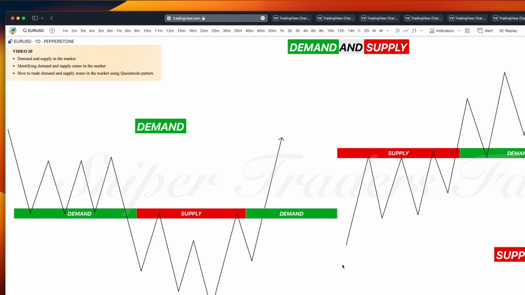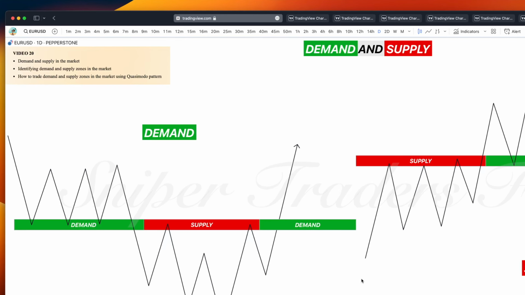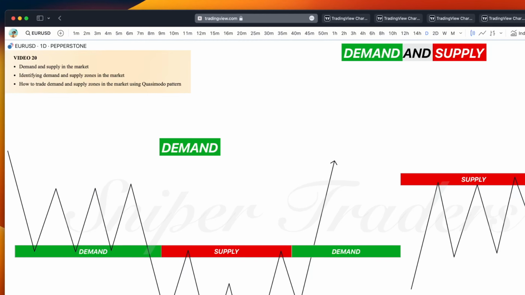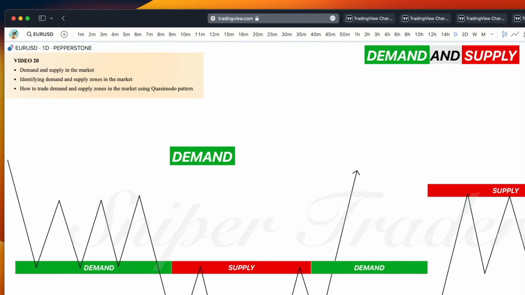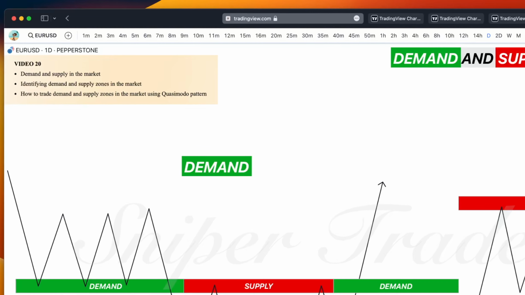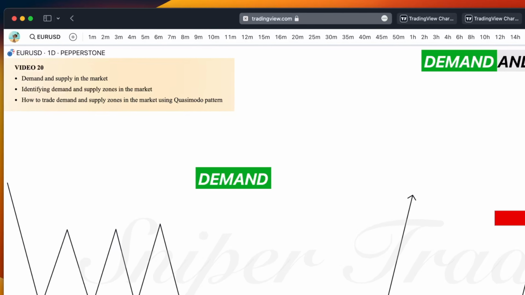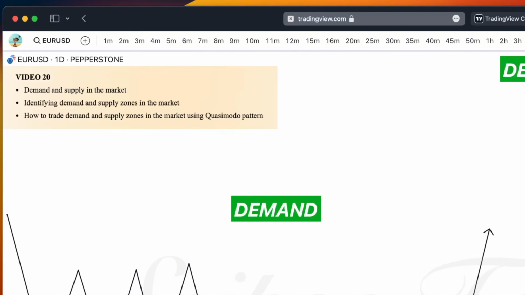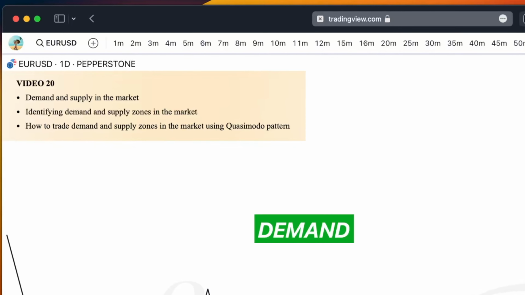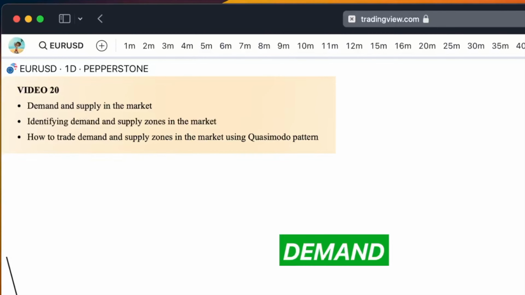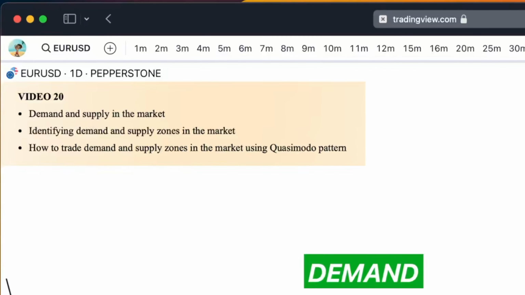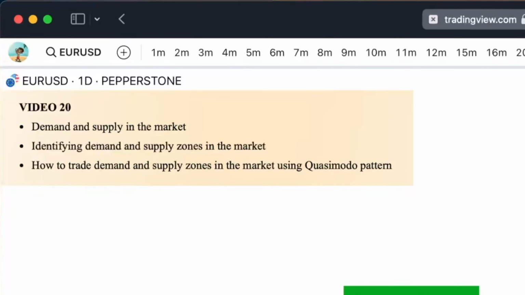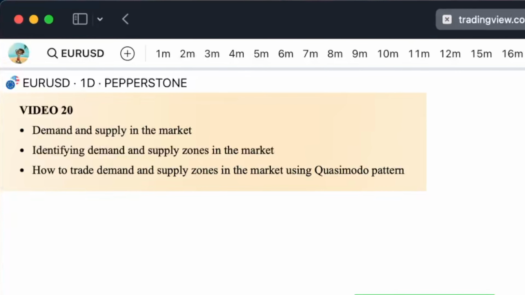Second thing we will be looking at is identifying demand and supply zones in the markets. And then lastly, we'll look at how to trade demand and supply zones in the market using the Quasimodo pattern. Once again, I'm going to be explaining what is demand, what is supply, and how to use them in a Forex chart. Then identifying demand and supply zones, which you can also call demand and supply areas. We are saying the same thing. And lastly, how to trade them using the Quasimodo pattern. That's it.